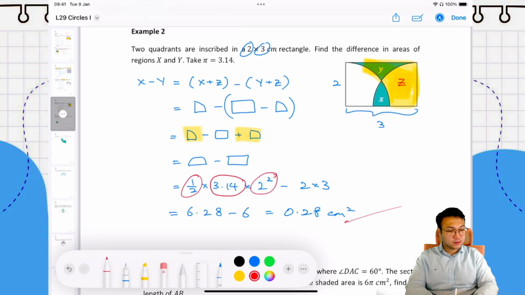Then I took 3.14, which is the area of the quadrant, minus y plus z. Ah, so you didn't find a full semicircle. Okay, that works. Thank you. Don't worry, students. There's so many ways to do a question, okay? As long as you visualize it correctly, it's fine. Anyone have any questions?